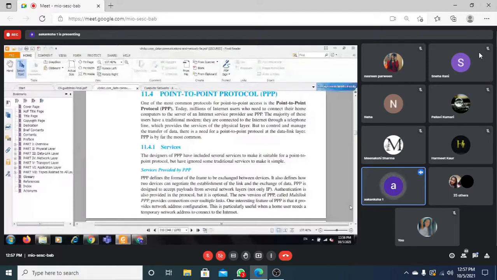And one more feature of PPP is that it provides network address configuration. What do you mean by network address configuration? Suppose I want to connect through this point-to-point protocol. If I am not always connected to the network, whenever I connect, I should have some IP. I should be given a temporary IP address. So dynamic IP configuration or allotment should also be provided by PPP. It is an interesting feature provided by PPP nowadays.